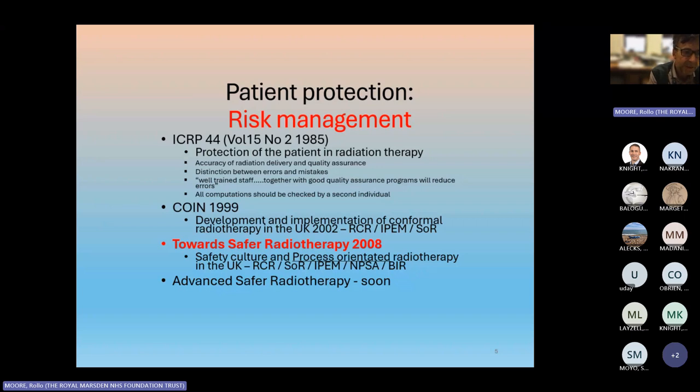So some of the early procedures and documentations go back to 1985, when the ICRP put out a seminal volume, ICRP 44, that talked about accuracy of radiotherapy and protection of the patient thereby. It even identified that well-trained staff, together with a good QA program, will reduce errors. And it introduced this notion of second checks, which of course has become standard practice.